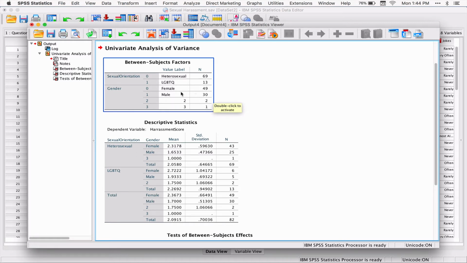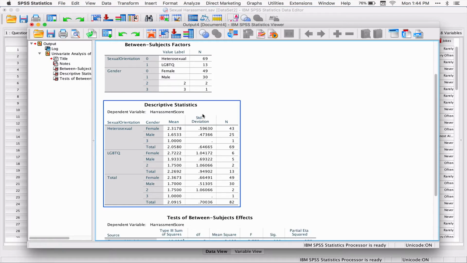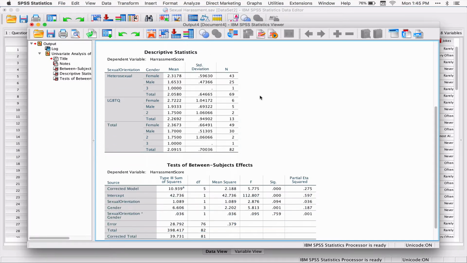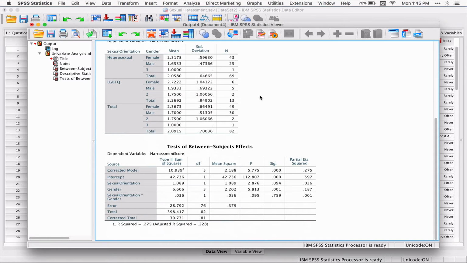Then here they have female and male, right, for gender. They had 49 participants who were female, 30 who were male, and about 3 who didn't identify as either. I think they called it non-gender binary, something like that, or gender fluid. So then you look at the information here.